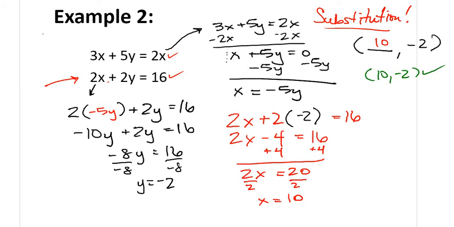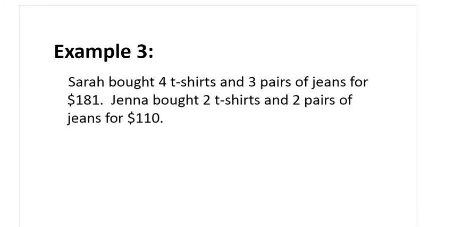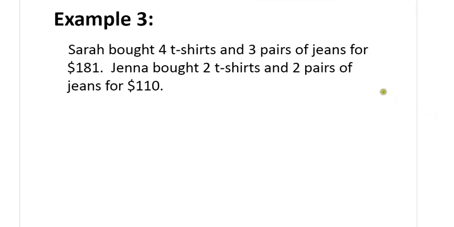Notice I'm checking these either written or mentally, but I'm checking these before we go on to the next example. And so here's our last example for today. It says Sarah bought 4 t-shirts and 3 pairs of jeans for $181. Jenna bought 2 t-shirts and 2 pairs of jeans for $110.